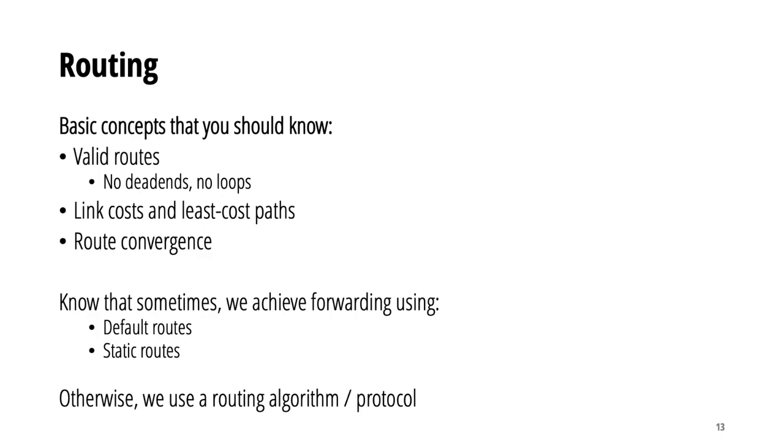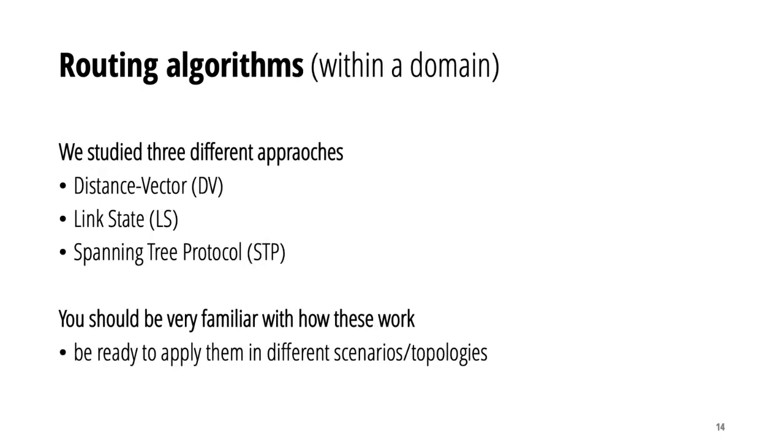Default routes are very convenient if a certain router or network has only one link to the rest of the network. It says anything that's left over, go out that link. So it's a convenient summarization. In all other cases, we run this routing algorithm or this routing protocol. Any questions?